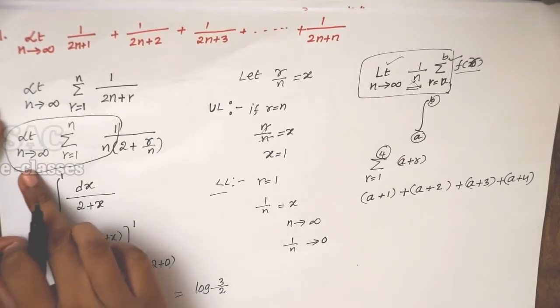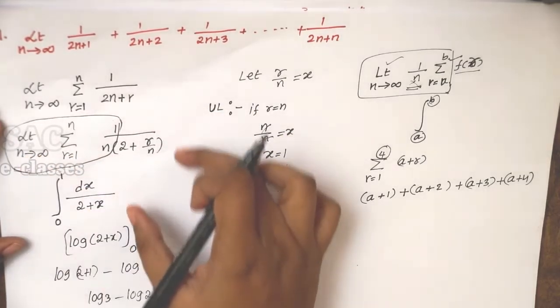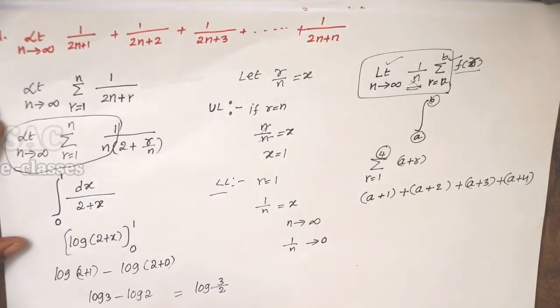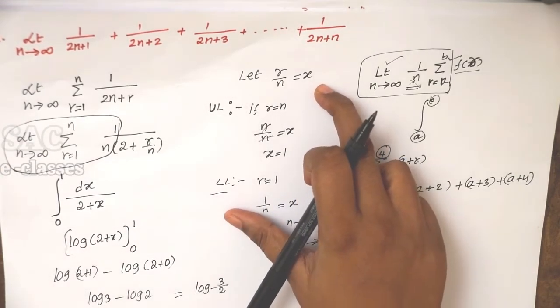Just observe whether it has the form 1 by n, sigma, and a limit. The entire expression we can convert in terms of x by choosing that r by n value is x. Let's move to the next problem.